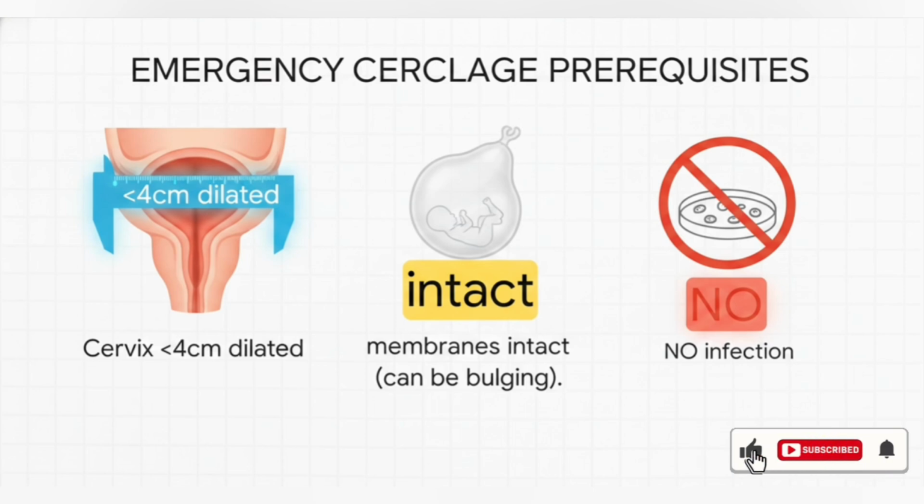Sometimes a patient presents at less than 24 weeks with a dilated cervix and no prior history. This requires a rescue or emergency cerclage based on a physical exam, but there are strict prerequisites. The cervix must be less than 4 centimeters dilated. The membranes must be intact. They can be bulging into the vagina, but they must absolutely not be ruptured. And crucially, there must be no evidence of infection. These are non-negotiables before you attempt to save the pregnancy.